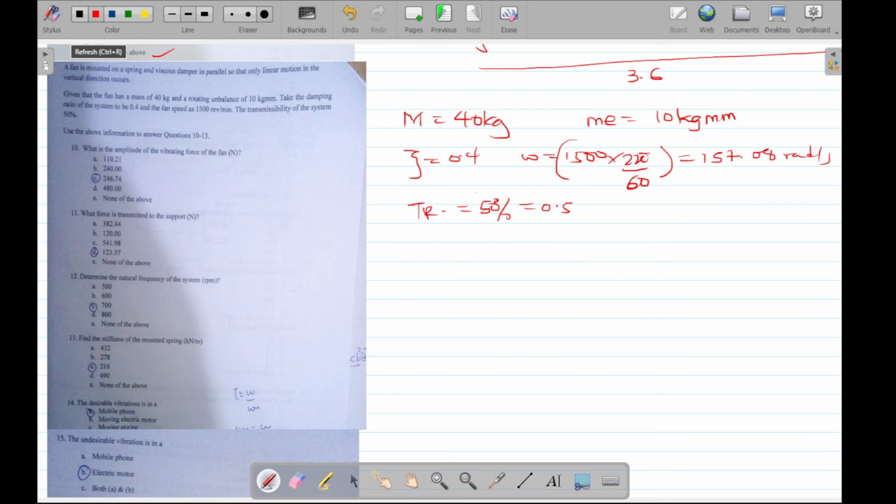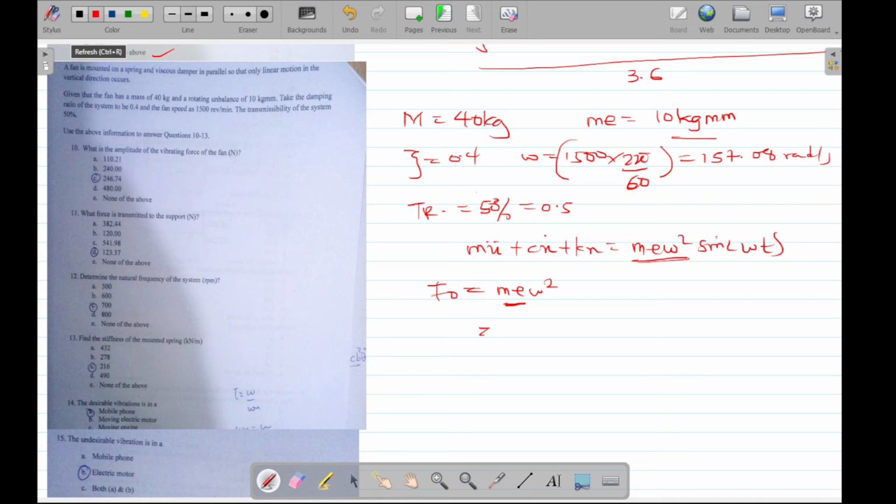The equation of motion is m x double dot plus c x dot plus k x equals m e omega squared sine omega t. So the coefficient is the amplitude of the force. The question is asking for the amplitude, so we can say F naught will be equal to m e omega squared. The m e was given as 10 kilogram millimeter, so that should give you an idea.